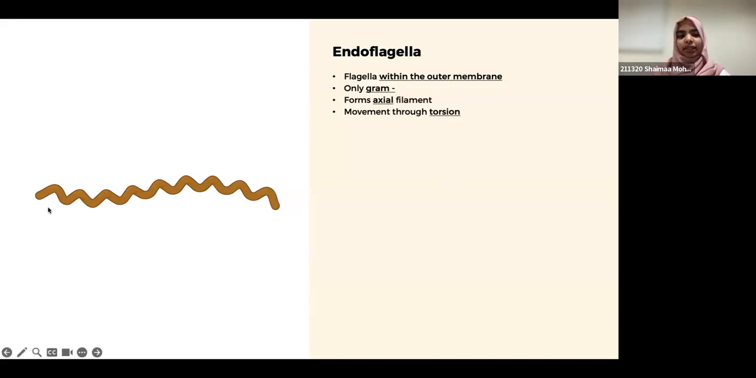And it's present in cells that look like this, which are called spirochetes, whatever you want to call it, but they're spiral and they have endoflagella within them and they spiral around in torsion, okay? So what are some examples of spirochetes? What does axial mean? It's basically just the flagella, but it's within the outer membrane. Like it's not outside the cell, it's inside the cell. I don't know if that makes sense. Yeah. Okay. So what are some examples of spirochetes?